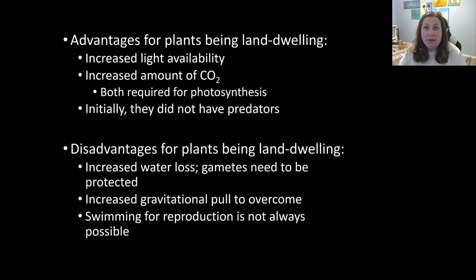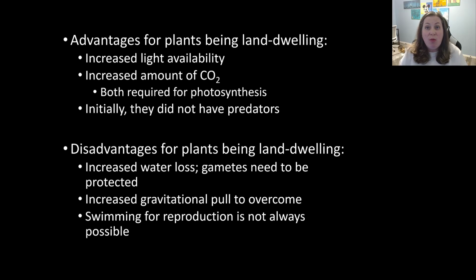So now let's talk about some disadvantages. Disadvantages for plants being land dwelling are going to be things like the fact that they would lose water more. Gametes then also need to be protected because they're not going to have that water source like they would if they were growing in water. We also see that there's going to be an increased gravitational pull that they have to overcome. When we are not in water, we see that gravity plays a bigger role.